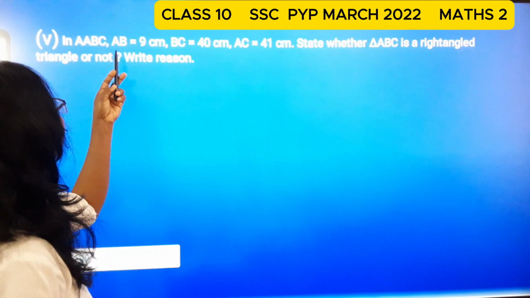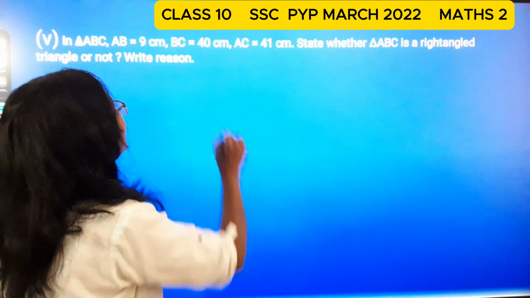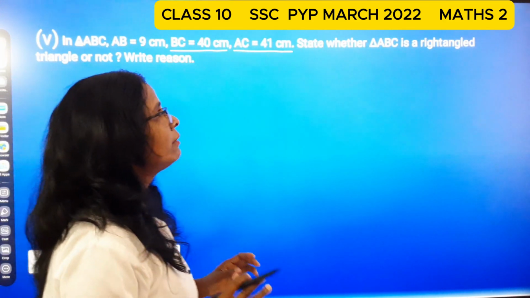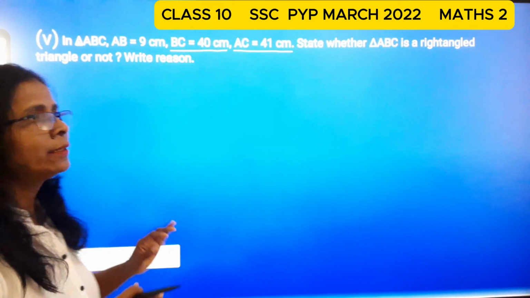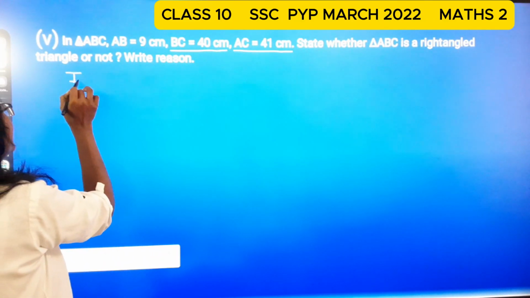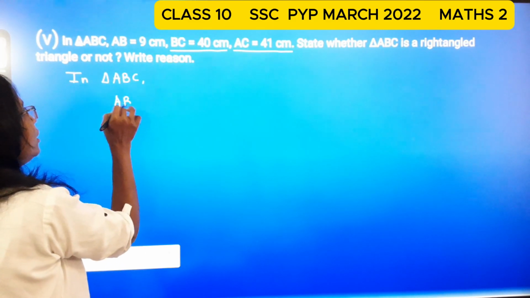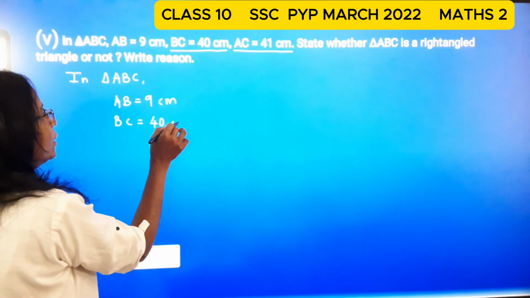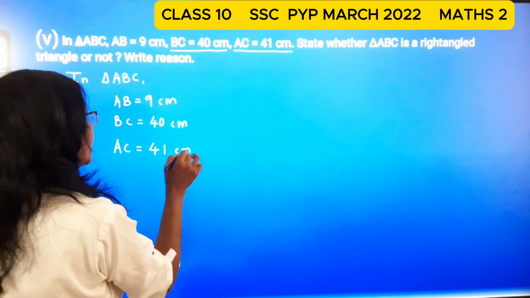In triangle ABC, AB is equal to 9 centimeter, BC is equal to 40 centimeter, AC is equal to 41 centimeter. State whether triangle ABC is a right angle triangle or not, and write the reason. First we write the given: in triangle ABC, AB is equal to 9 centimeter, BC is equal to 40 centimeter, AC is equal to 41 centimeter.